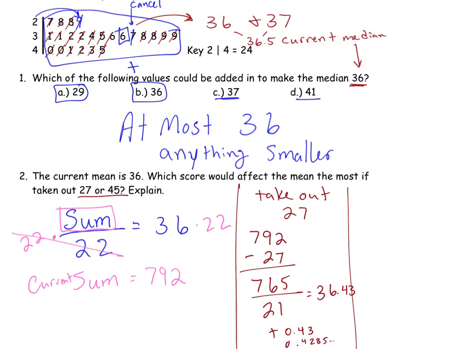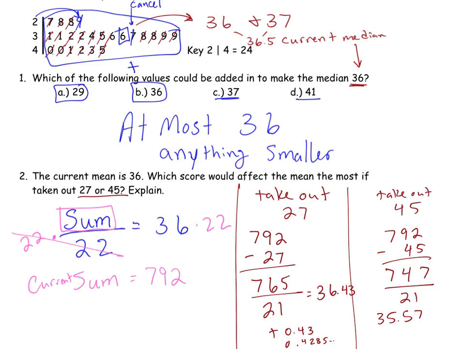Okay. Now, if we take out 45, we're still doing the same thing. We're taking that 792, we're subtracting 45, 792 minus 45, that gives us 747. And then we still have to divide that by 21. This number is 35.57, 0.14, and it would round to 35.57. Okay, this is a loss.